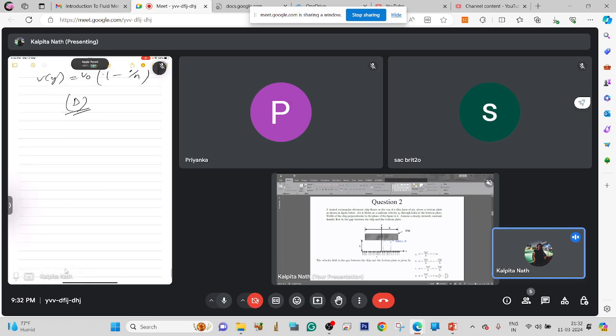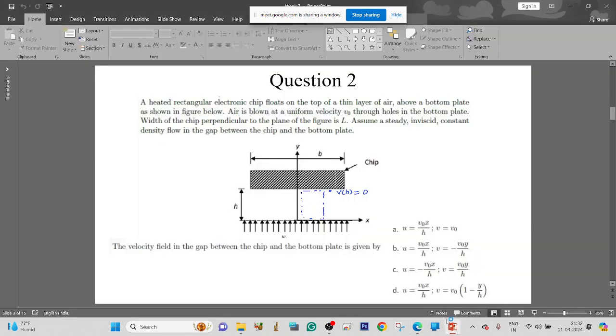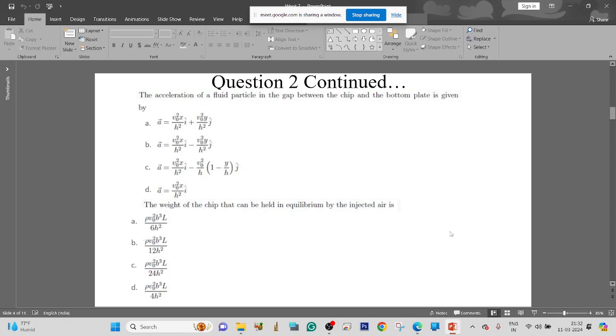Okay. So let's proceed to the next question now. This is the related question. What we need to find is the acceleration of the fluid particle in the gap between the chip and the bottom plate. And the next question is the weight of the chip. I have derived how we can find the weight of the top plate in order to be in equilibrium.